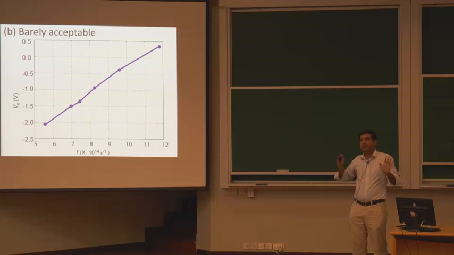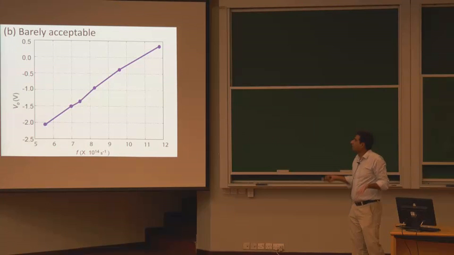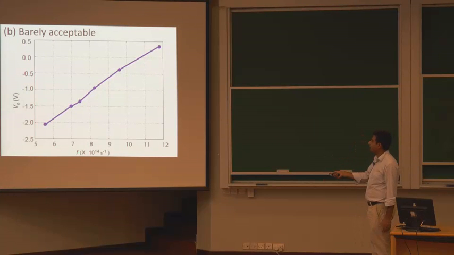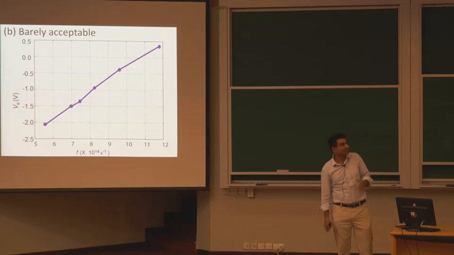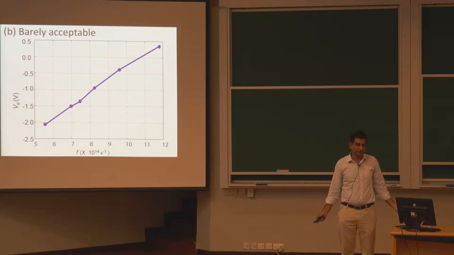Still, it's barely acceptable, because what this graph would actually tell you is that if you have a frequency between 6 and 7, say 6.5 into 10 to the power 14 hertz, this would be your data point, but that's not correct. You've only sampled these discrete data points, and any zigzag line between the data points is just synthetic. It does not mean anything.